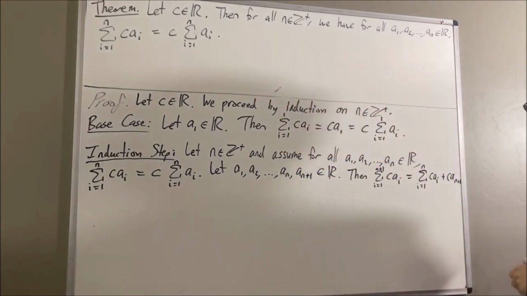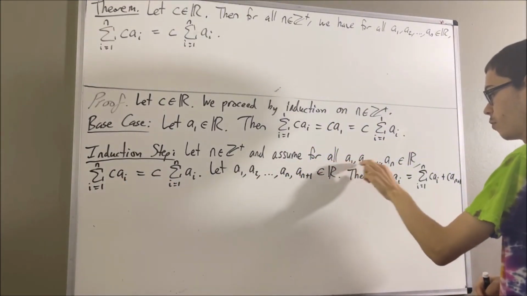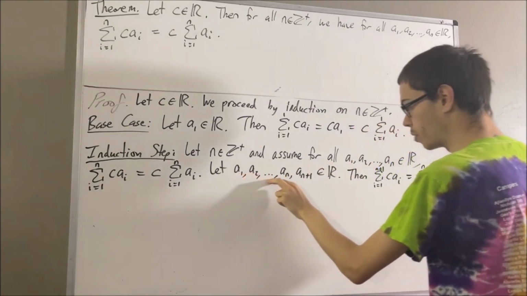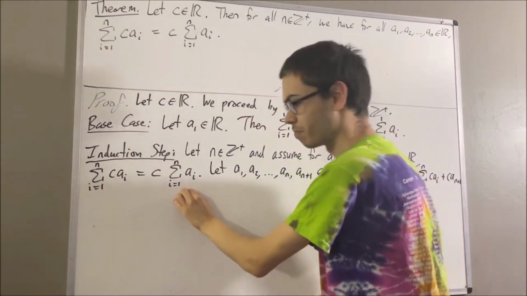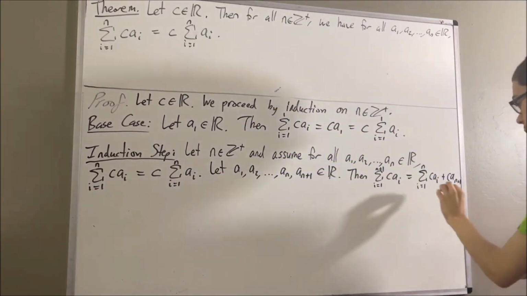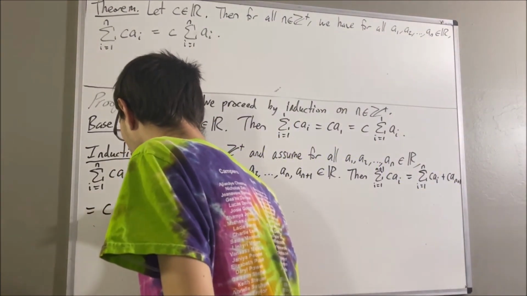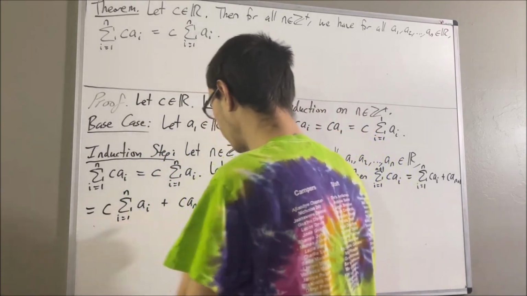Can we do that? Well, yeah, we can. We know that our induction hypothesis works for every list of real numbers a1 through an. Well, we have a list of real numbers a1 through an right here. So this must be true. Which means we can replace this sum with this. And now notice we can factor out a c.